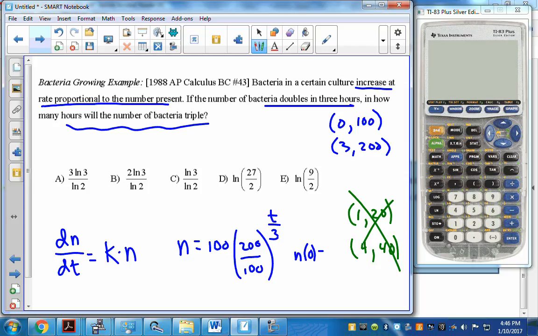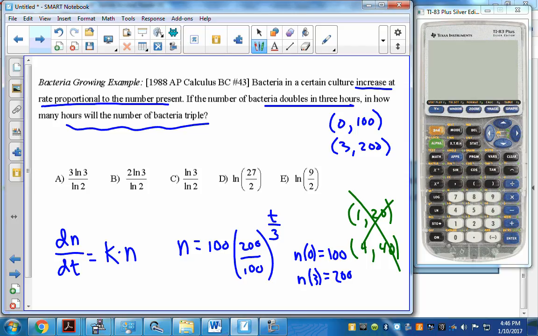N of 0 is 100. And if we put 3 in, we get N of 3 is exactly 200, sure, because the exponent would be 1, and so the 100s cancel and we're good to go. Okay, so that's the equation.